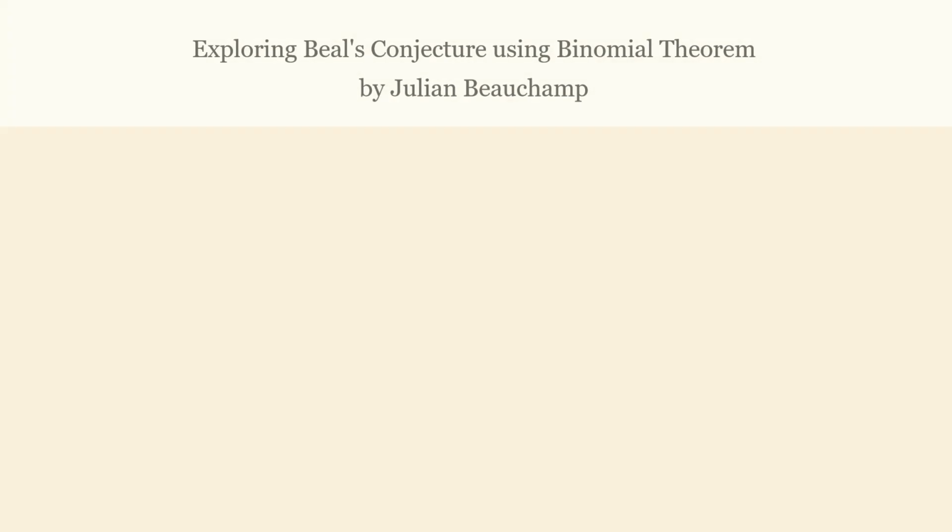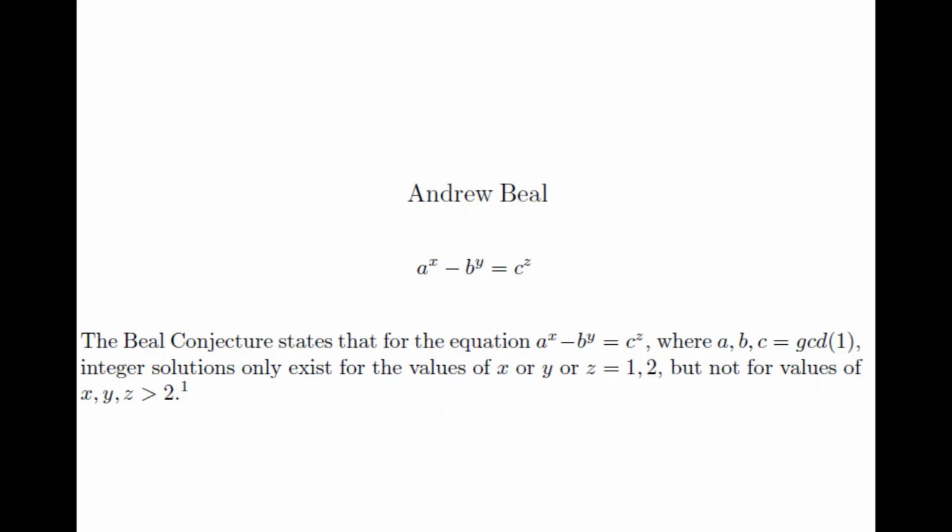Okay, so in this video I'm going to be using the binomial theorem to explore Beal's conjecture. This conjecture came about in about 1993 when a Texan banker called Andrew Beal was looking at the equation a to the x plus b to the y equals c to the z. And I've just changed the sign here for convenience.